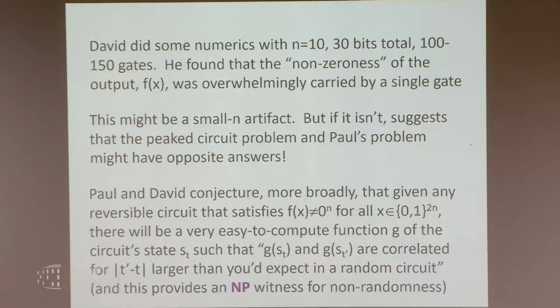I don't know. They conjecture more broadly that given any reversible circuit with this special property, there should be some very easy to compute function g of the circuit state where you're going to see non-trivial correlations in the values of that function between different points in time. Even across timescales much larger than you would expect for a random circuit, they predict that these g values will be correlated, and that this would provide you with the NP witness for non-randomness. Their numerical evidence is at least consistent with that conjecture, but I don't know if it's true.